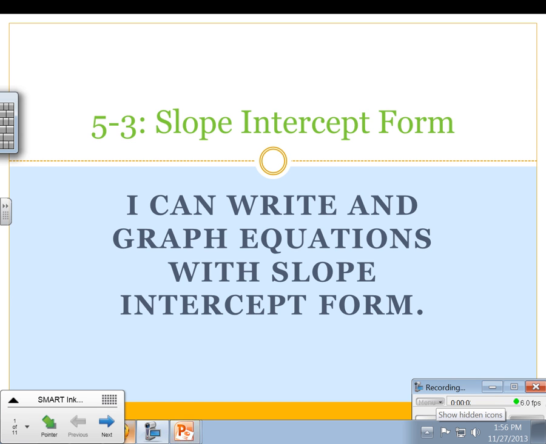In this video 5.3, we are going to be looking at slope-intercept form. By the end of the video and work time in class, you should be able to say, I can write and graph equations with slope-intercept form.